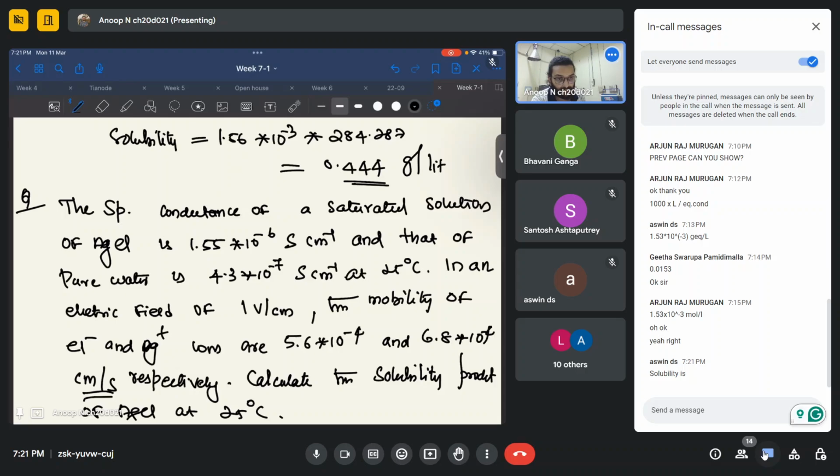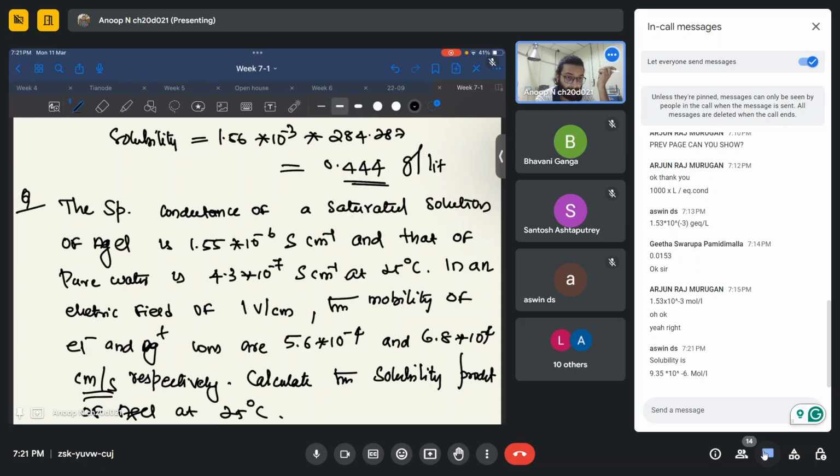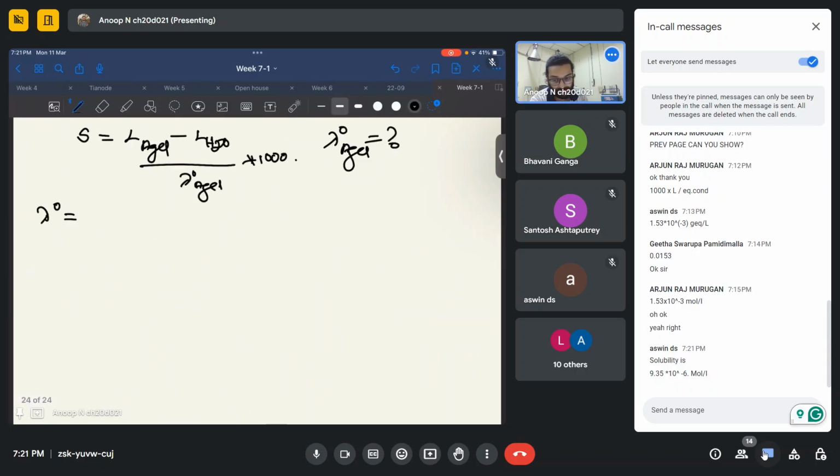No, you're asking something, Ashwin. Solubility is, you don't rush this much because let the others also solve. So once we are solving, we can type the answer.